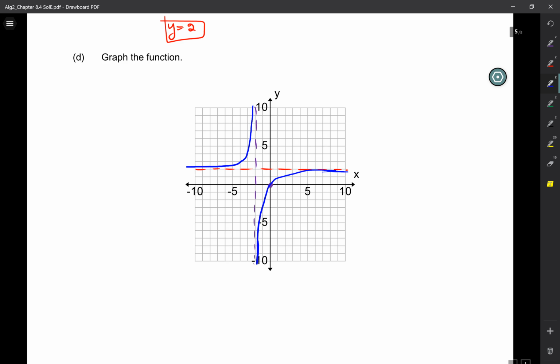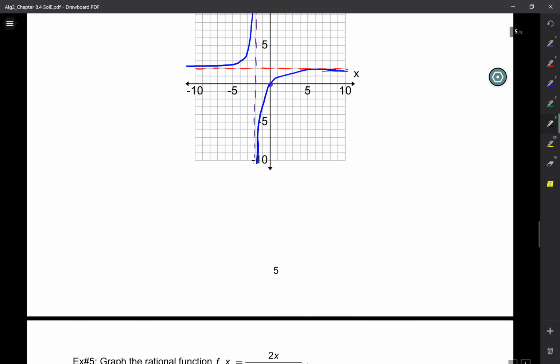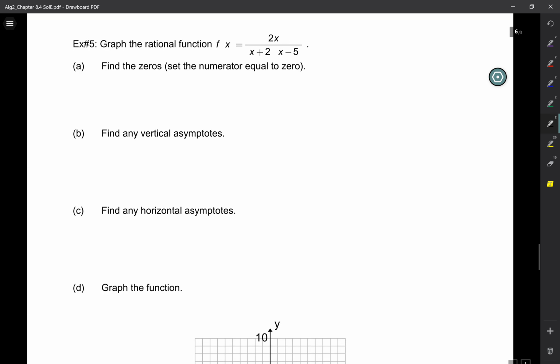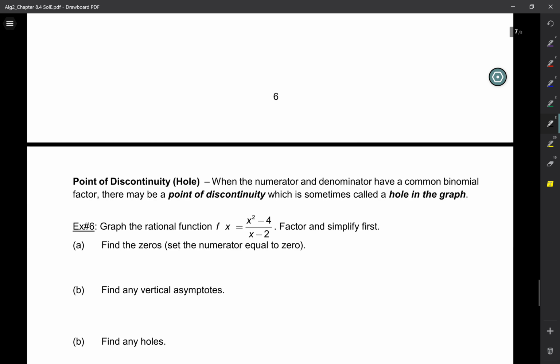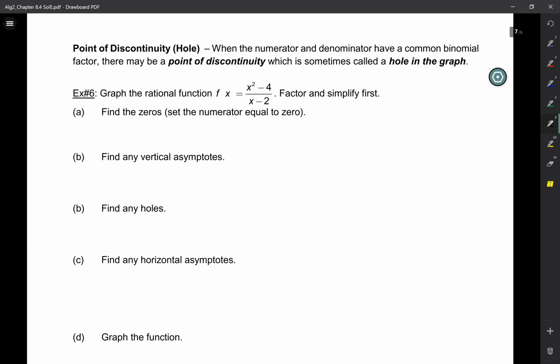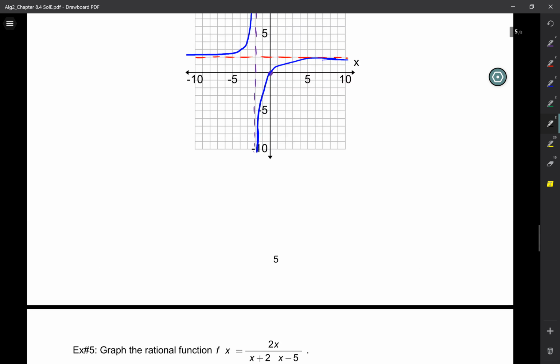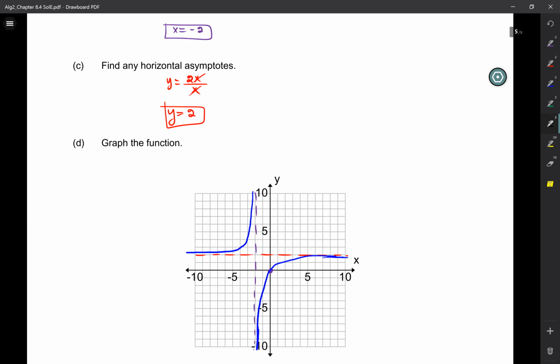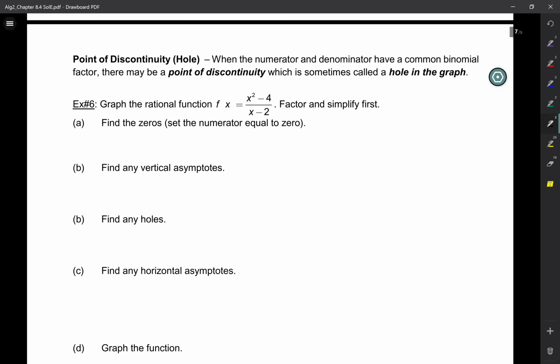Now, the next one, this is too much of a repetition, so I'm going to move on to here. Point of discontinuity. Okay, so I keep saying, does the denominator cancel? Does the denominator cancel? I know it's always no, no, no. Well, what if they do cancel? If the term in the denominator, I'm skipping one page.